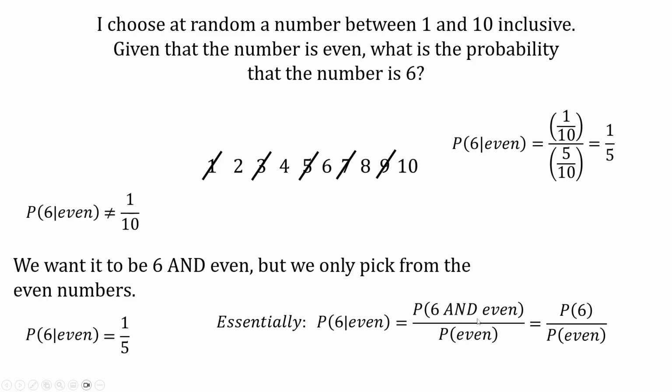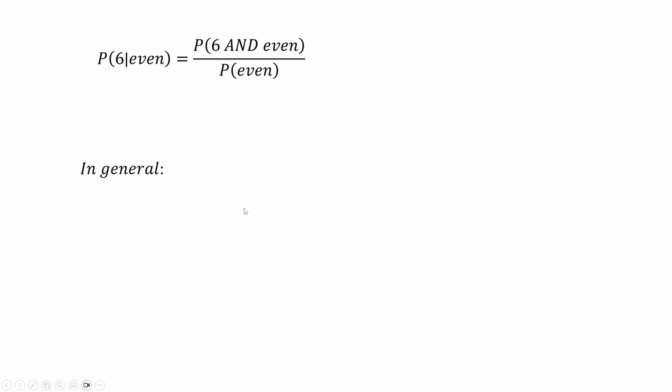This is actually the definition of conditional probability. So we said the probability of it being 6, given that it's even, is the probability of it being 6 and even divided by the probability of it being even, only picking from the even numbers. So in general, the probability of A given B is the same as the probability of A and B divided by the probability of B.